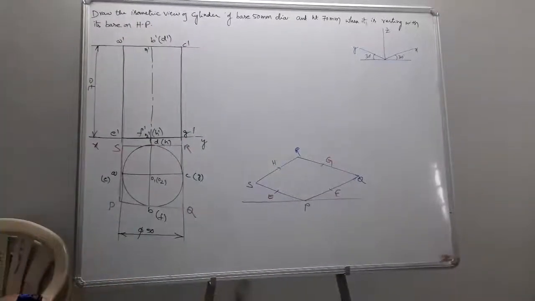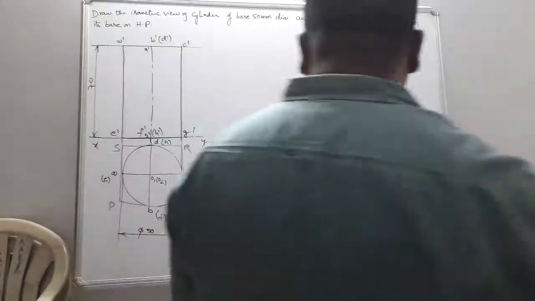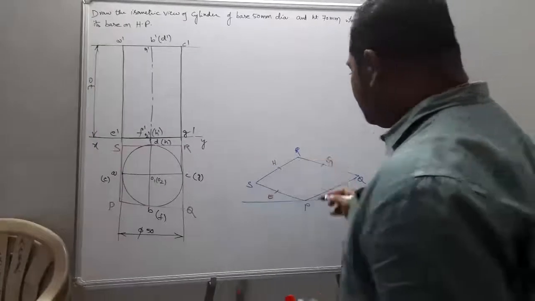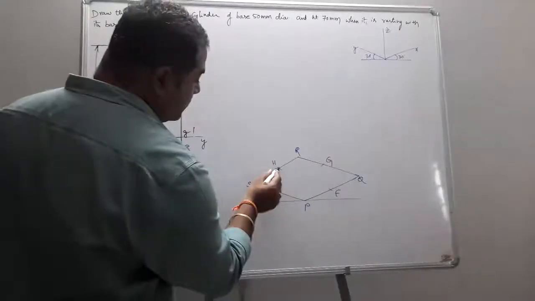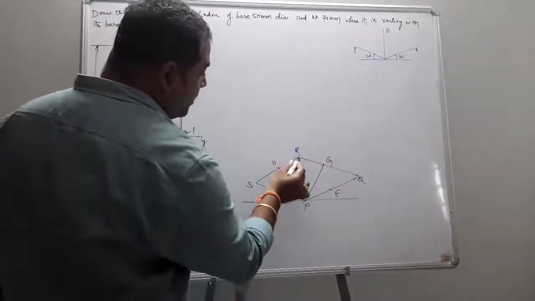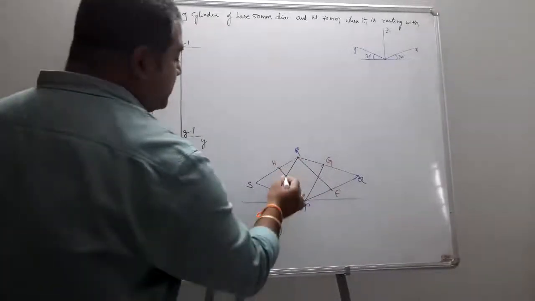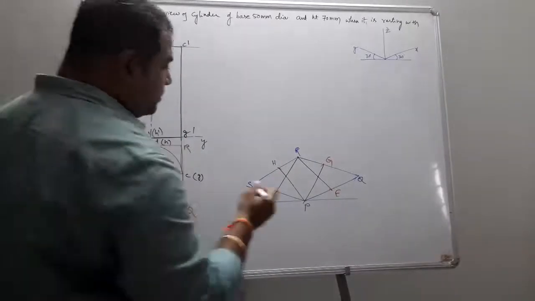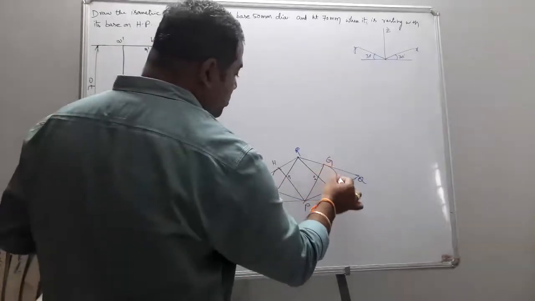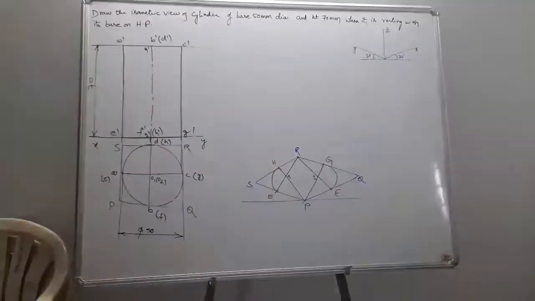Now just go for the 4 center method. What was the 4 center method? First of all, join P with H and G with P. Similarly, join R with E and R with F. So this becomes your O1 and O2. Now this is O1, O2. O1 as center, O1H as radius, draw an arc. O2 as center, O2G as radius, draw an arc.